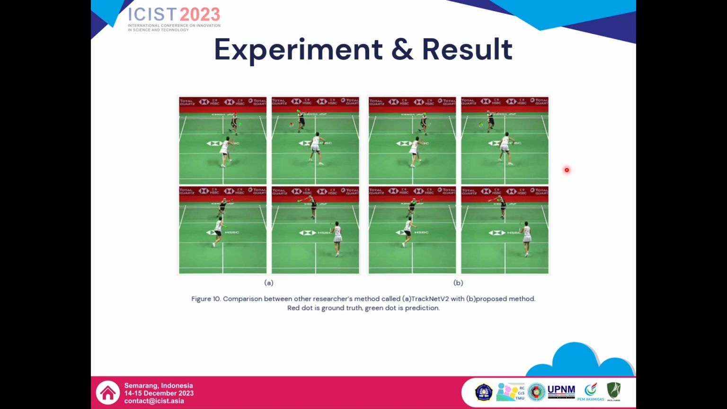In the experiment, you can see A is TrackNet V2 and B is our proposed method. The red dot is the ground truth and the green dot is the prediction. This is a red dot here, and the green dot is here. In TrackNet V2, there is a wrong detection or misdetection of the shuttlecock, but our proposed method works better than TrackNet V2.